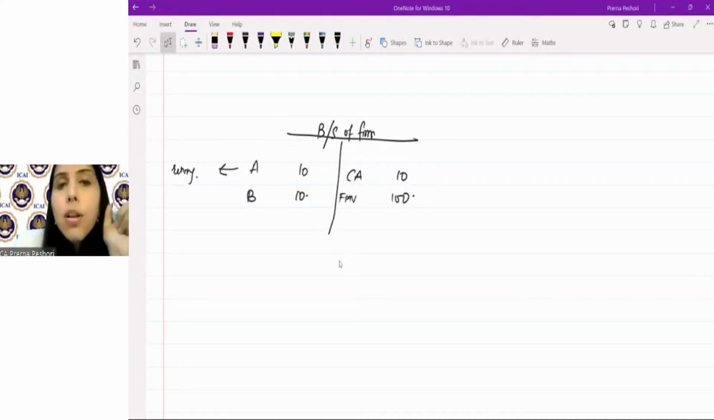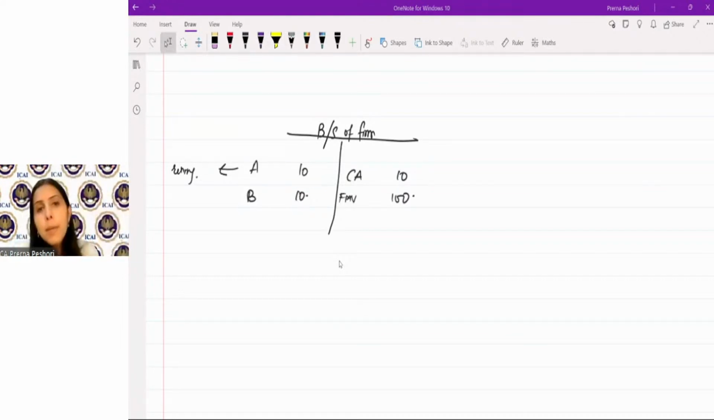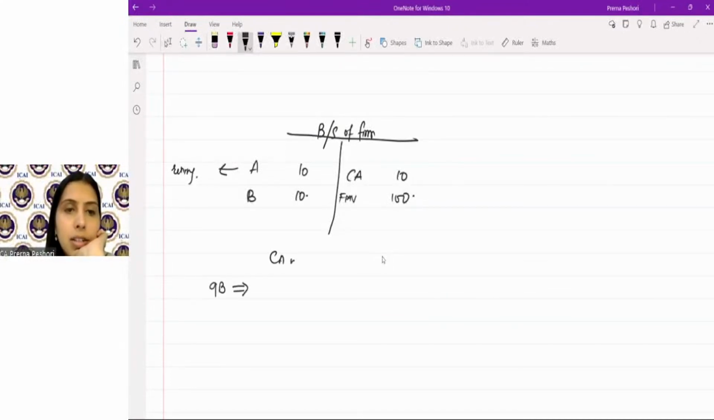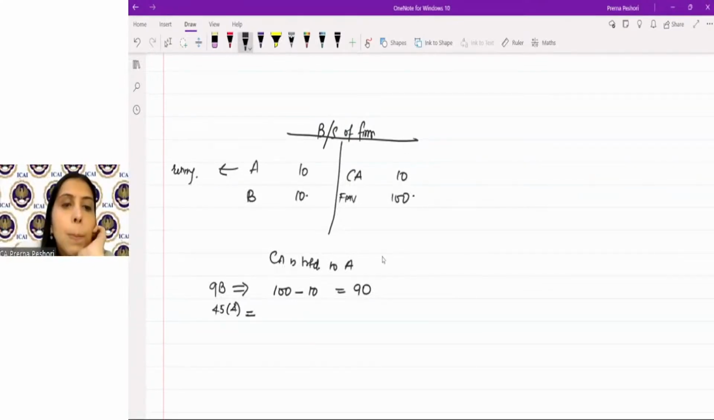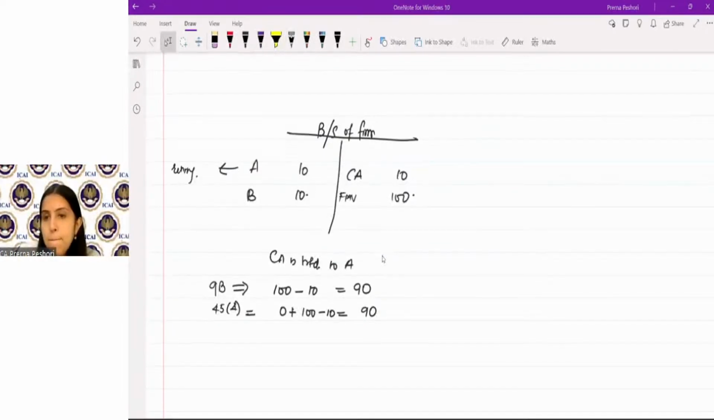In that case, 45(4) and 9B both will be applicable. So under 9B, capital asset is transferred to A. So under 9B, your full value of consideration will be 100 minus cost 10. So 90 will be taxable under section 9B, right? Under 45(4), B is 0 because money is not given. C is 100 minus 10 is D. So 90 will be taxable under 45(4). Right?